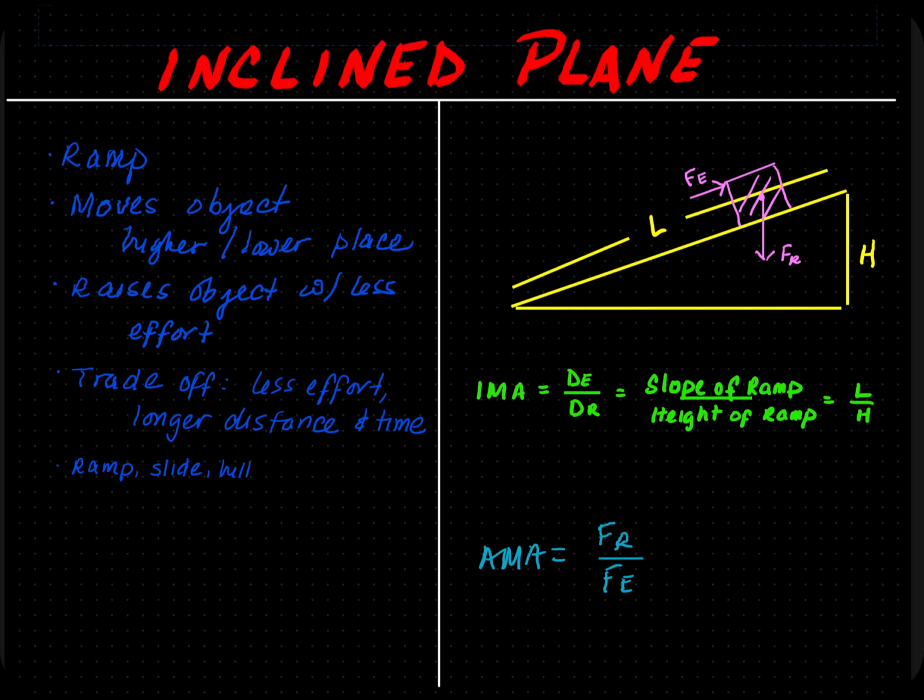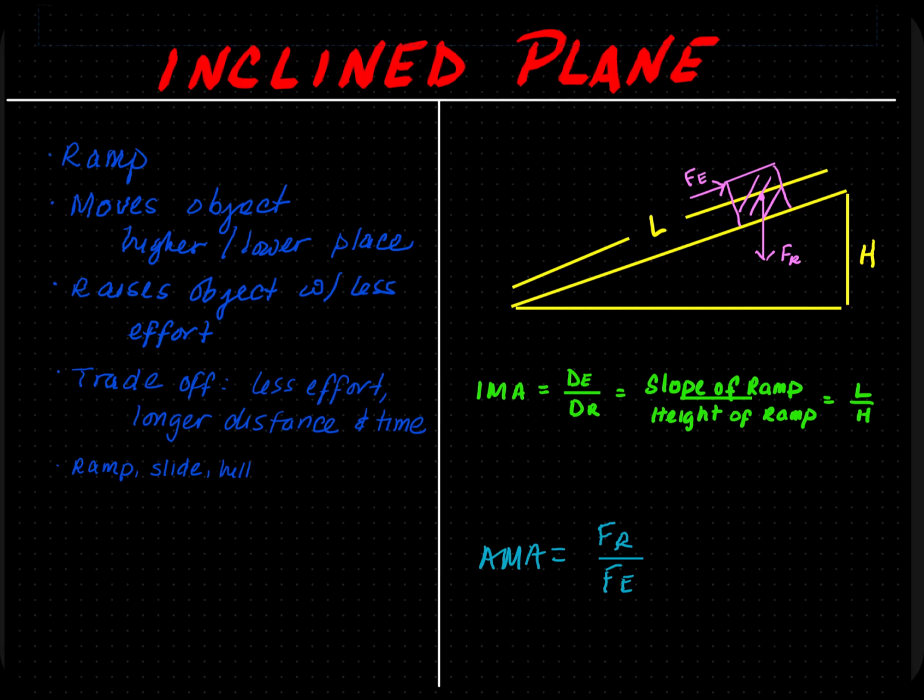The formula for inclined plane is the same as before. IMA is equal to the distance of the effort divided by the distance of the resistance. Since the object is being slid up a ramp, the slope of the ramp is the length, or the distance of the effort. The resistance, if it's lifted directly upward, is in the vertical direction, so it is the height of the ramp, or h. AMA is still the same, FR over FE.